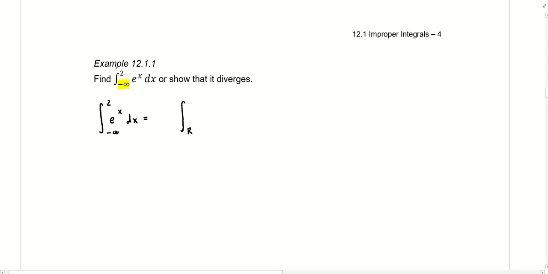I'm going to call it r, and I'm going to treat r as if it's both a constant and a variable. So I'm going to treat it as a constant in the sense that it's going to be some finite quantity, but we're going to take the limit involving r here in just a second. So just think of it as a placeholder. Treat it as a number. We're integrating from r to 2 of e to the x dx.